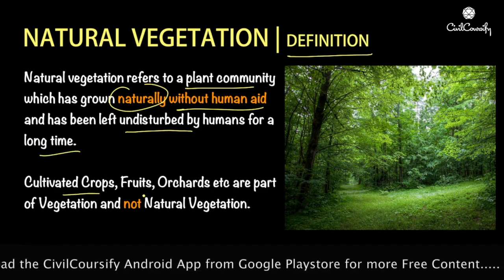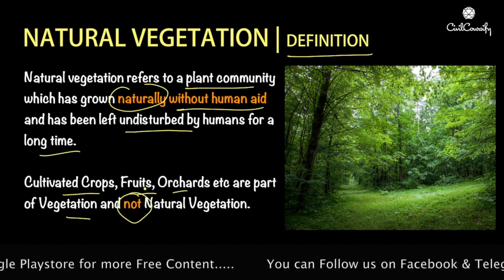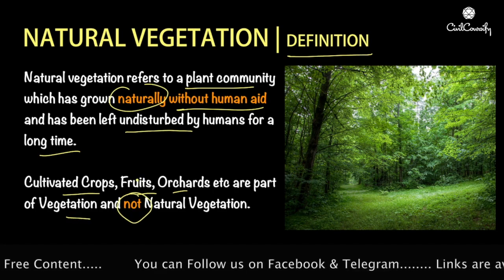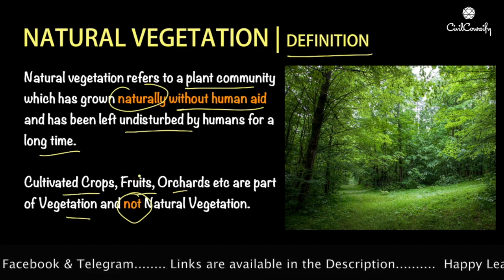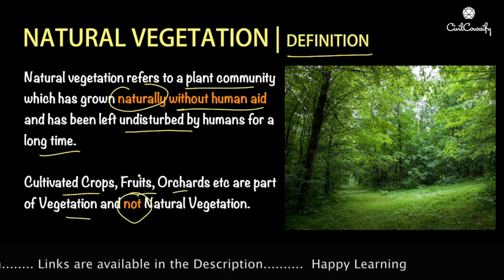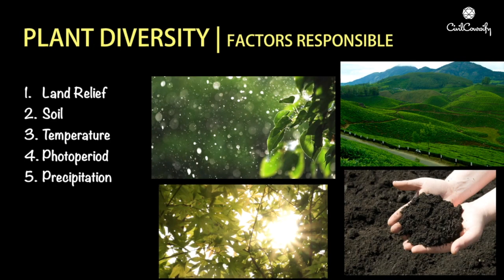Now, cultivated crops, fruits and orchards, etc. are part of vegetation and are not natural vegetation. So, anything that we grow artificially, by artificially I mean wherever there is human intervention involved, is part of vegetation but not natural vegetation. Natural vegetation, for example, forests which are left alone and grow on their own, are part of natural vegetation. Now, let us look at the factors responsible for plant diversity.